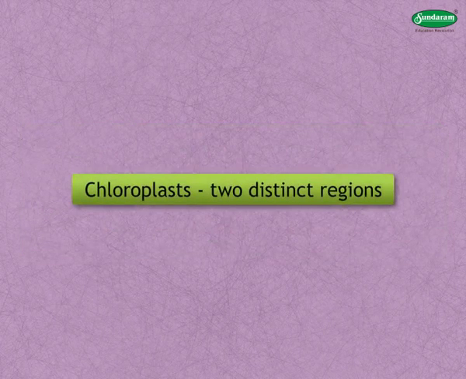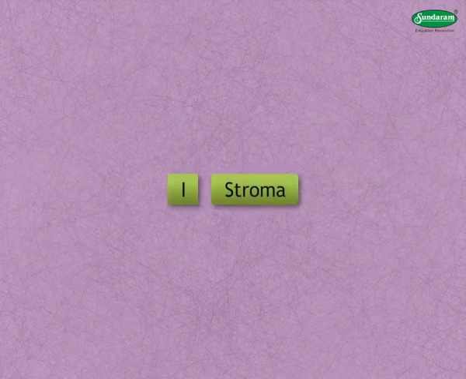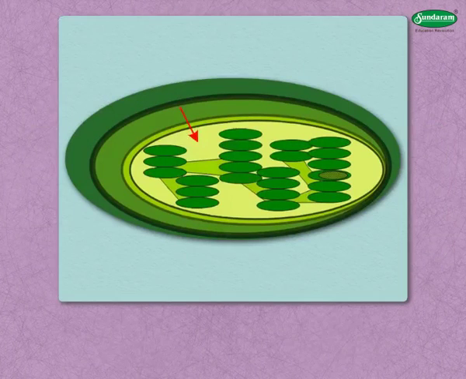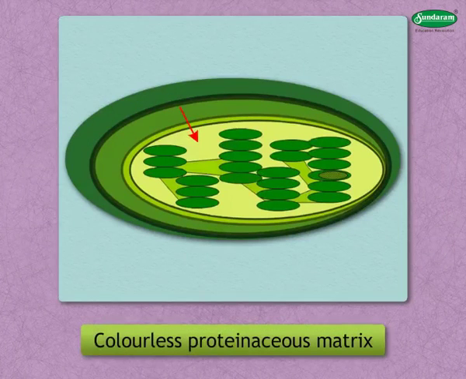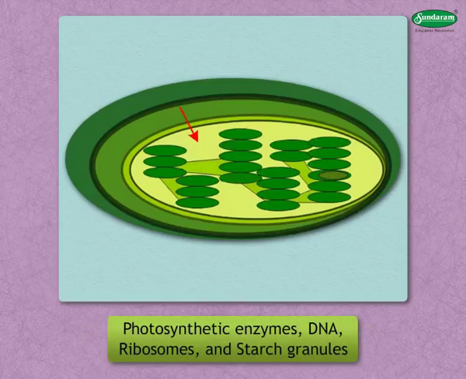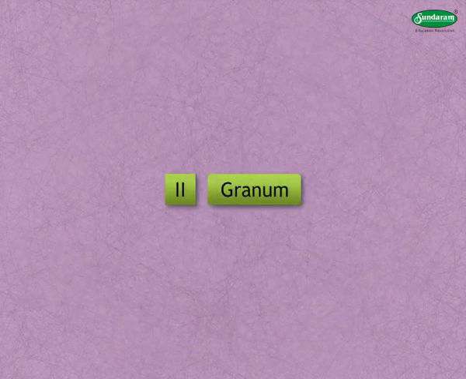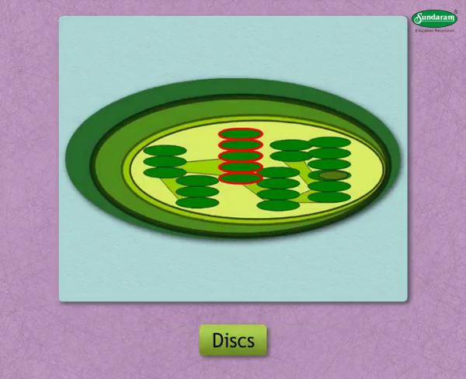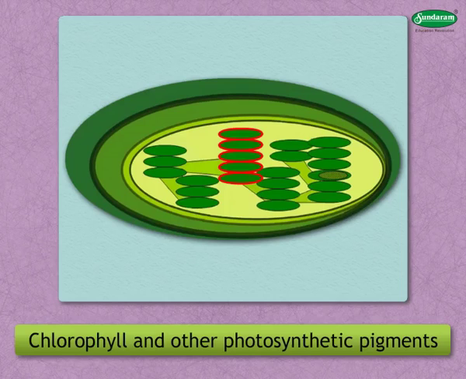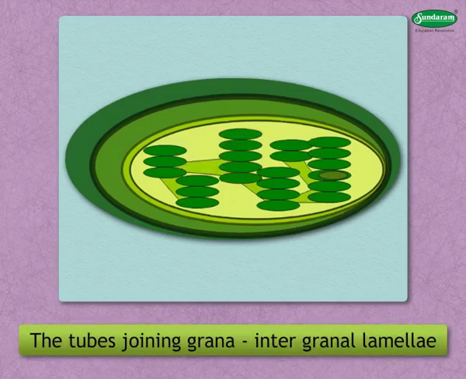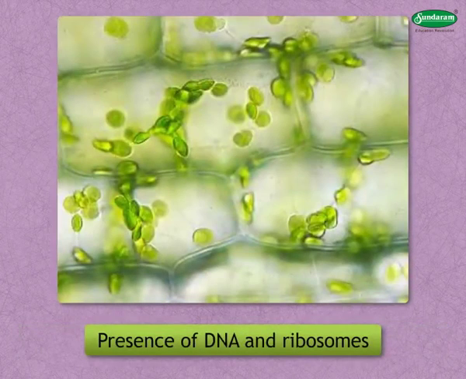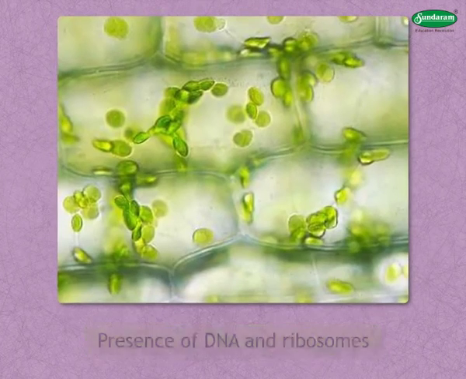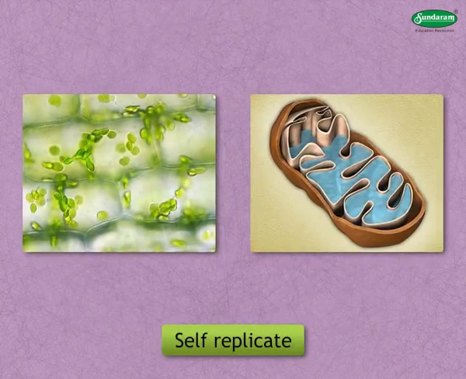Each chloroplast shows two distinct regions. 1. Stroma. It is the colorless proteinaceous matrix having various photosynthetic enzymes, DNA, ribosomes, and starch granules. 2. Granum. It is stack of thylakoids, which are the discs containing chlorophyll and other photosynthetic pigments. The tubes joining grana are called intergranal lamellae. Due to the presence of DNA and ribosomes, plastids can self-replicate like mitochondria.